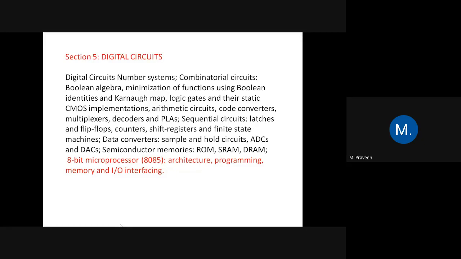I think most of you are familiar with the 8086 microprocessor, because if you take the syllabus for the 13 regulation and 17 regulation, you have the 8086 architecture. So don't worry, 8085 is more or less similar to 8086. The architecture of both is the same. The only thing is the registers will be different. If you take 8086, you have AX, BX, CX, DX. But if you take 8085, instead of AX, BX, CX, DX, you have BC, DE, HL register pairs.